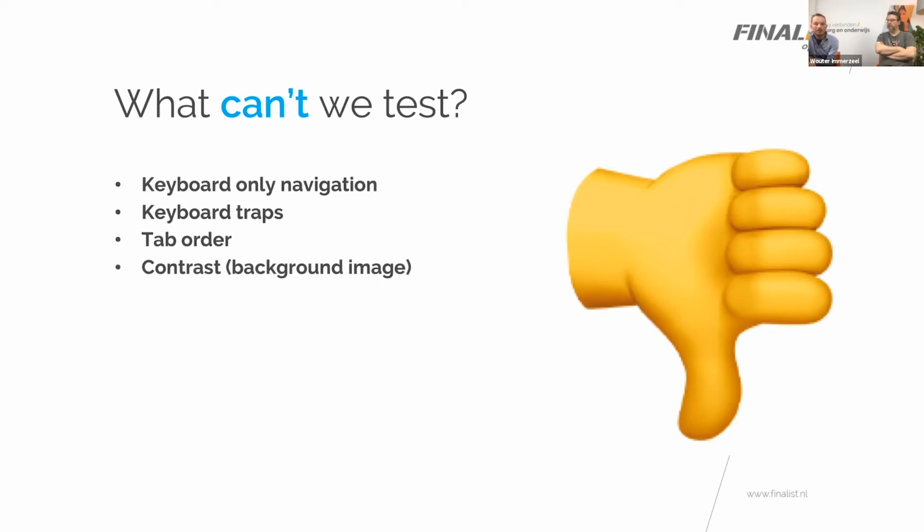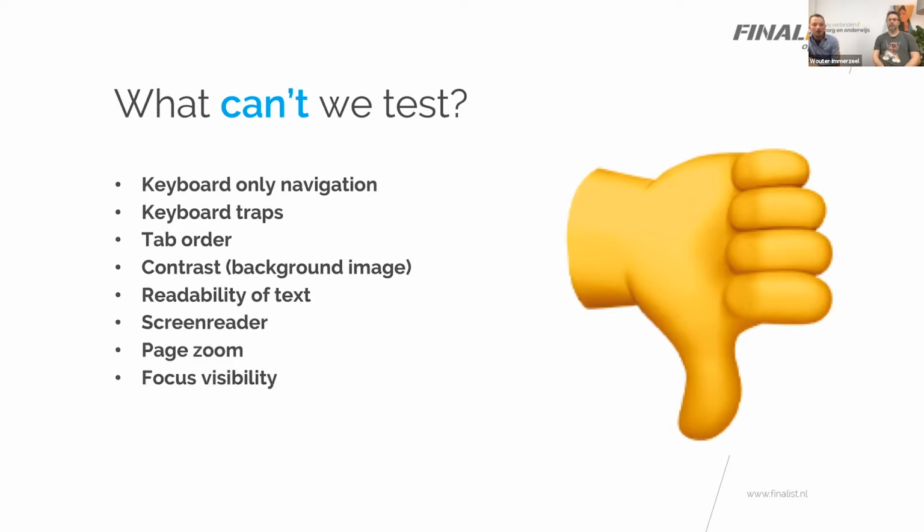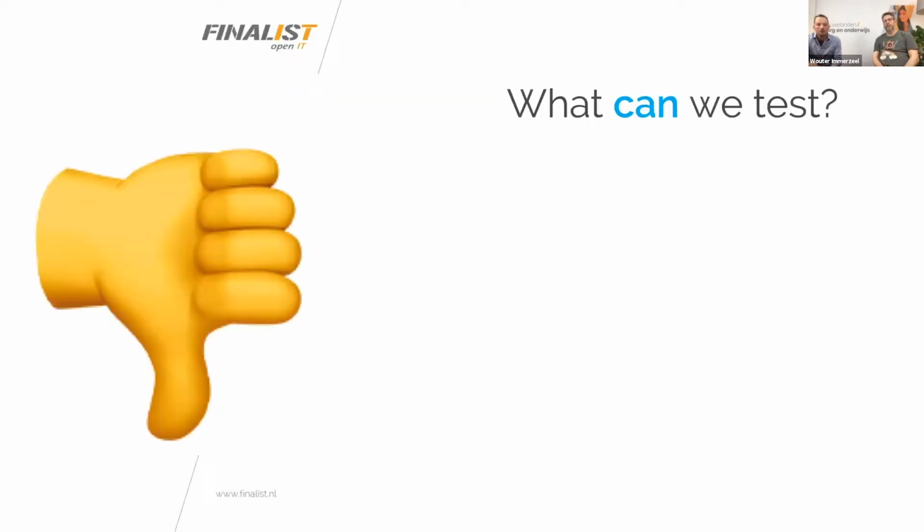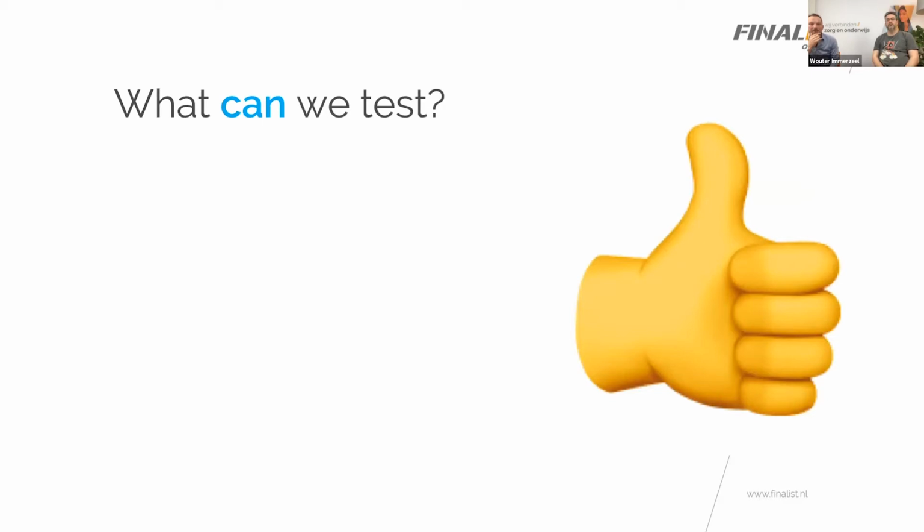Contrast. Although automated testing can catch some contrast issues, it won't work with background images or transparency, for instance. And also readability of text. This is of course subjective and it varies with the subject of the site you're working on. Screen readers: automated tests can't evaluate what a screen reader produces. And page zoom, what happens when you zoom in, is not testable as well. Furthermore, there's also the visibility of focus elements and interaction issues. It's really hard to check interaction issues with video players or forms. So although it seems like a long list, there's plenty to test out there.